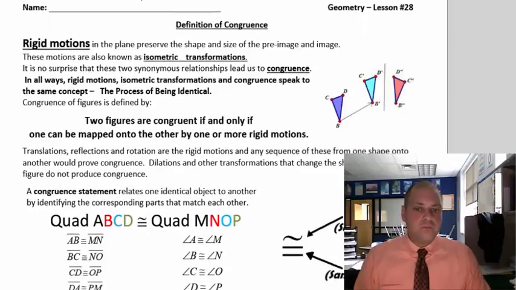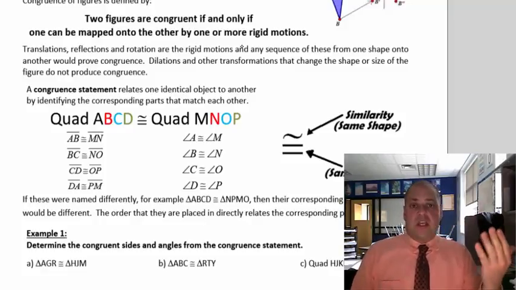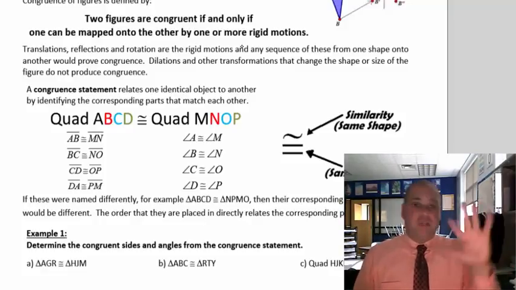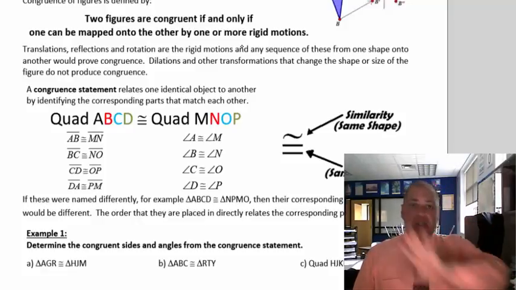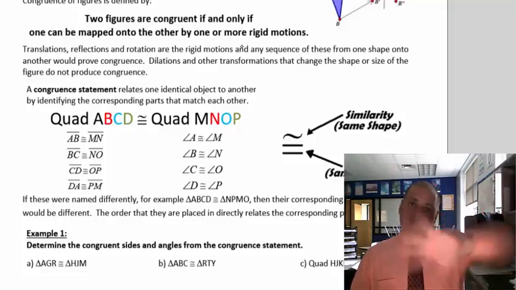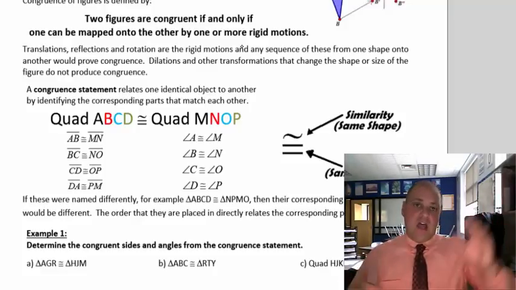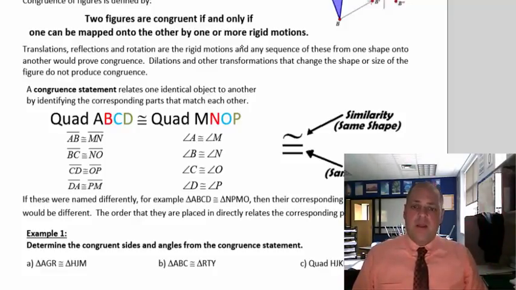All right, so two figures, and we should know this already, two figures are congruent if and only if one can be mapped onto the other by one or more rigid motions. So it could be one reflection, it could be 3, 4, 5 reflections, flip, flip, flip. It could be slide all over the place. It could be flip and then slide. It could be flip, rotate, slide. We've done all these, right? No matter what, as long as it's rigid motions, you're going to have congruent figures. Quadrilateral, hexagon, triangle, it doesn't matter, all right?